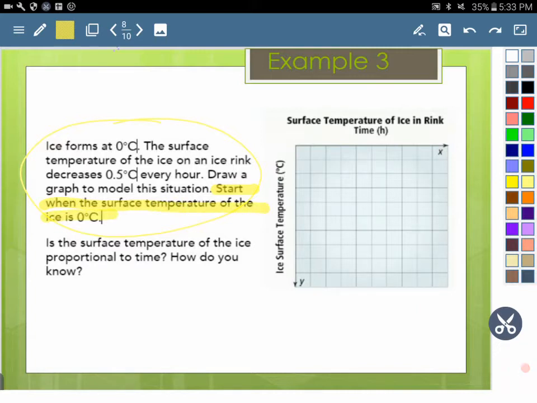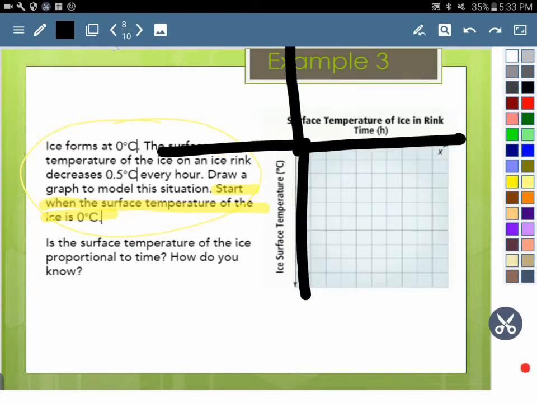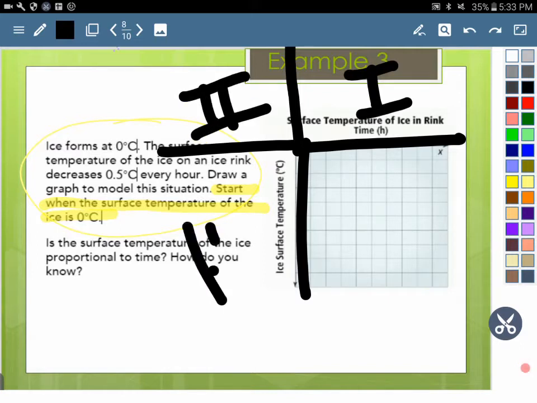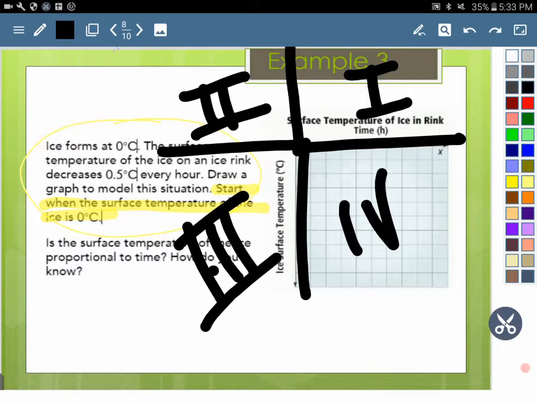That's kind of important because it's not that we're looking at it from when the surface temperature is 20 degrees Celsius. We're looking at it when it starts at 0. And if you look at the way the graph is, that's why we're in the 4th quadrant. If I were to actually draw the rest of the quadrants of this graph, the first quadrant would be over here, second quadrant would be over here, third would be over here, and the fourth would be over here.